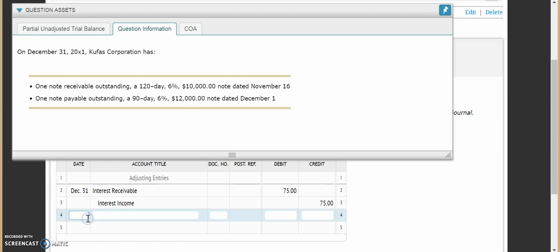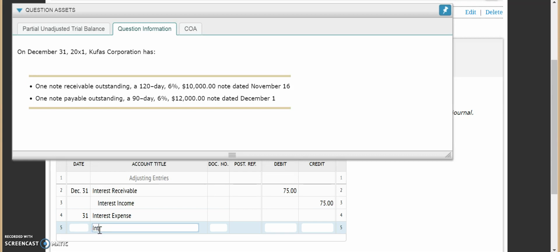Then let's come down here and do our second. We put our date in again as the 31st. In this one, because it's a note payable, it means that our adjusting entry is going to be for interest expense, and then our credit is going to be for interest payable. So this is one where we owe someone money. So it looks like we sign this one into effect on December 1st.